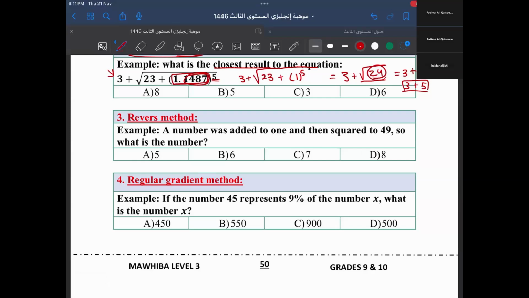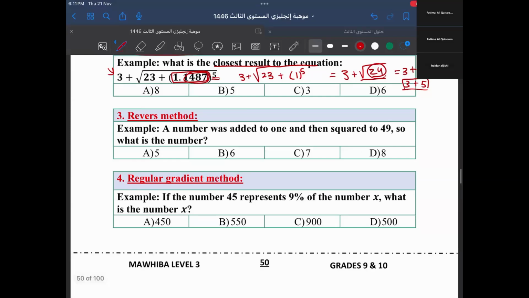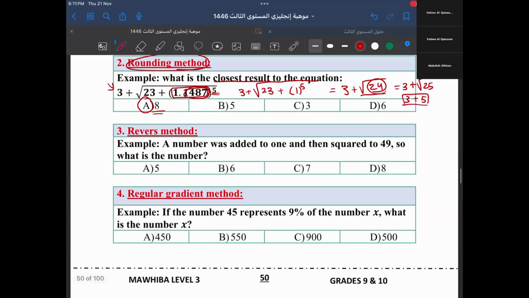Okay, so that's how we did the question, and the answer here will be 8. 3 plus 5 equals 8. So do you understand how we did this question? Yes. Clear? Yes, sure. تمام.